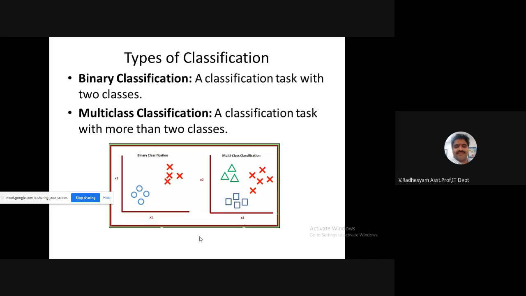Suppose you are given an image of an alphabet. The system has to classify the type of alphabet, that is, whether it is A or B or C, like that. There you have 26 classes because the number of alphabets is 26. That is a multi-class classification.